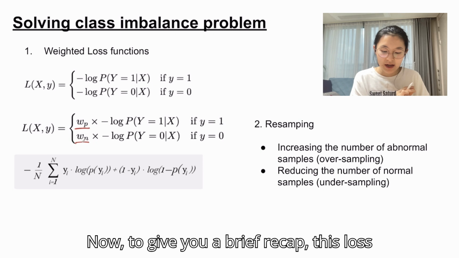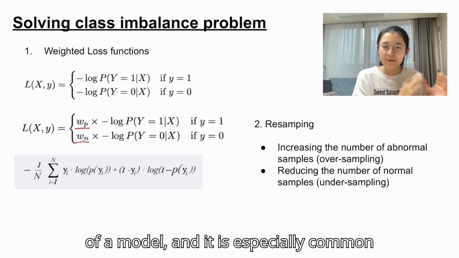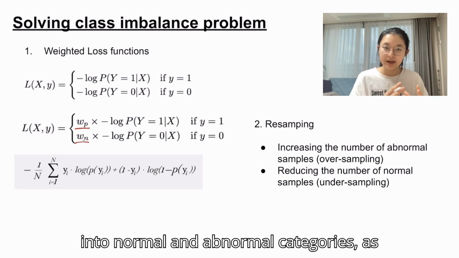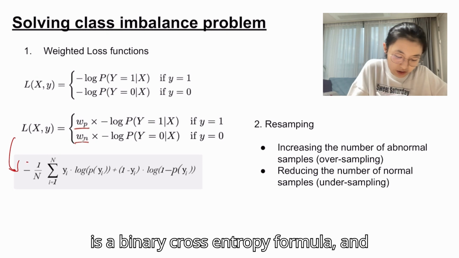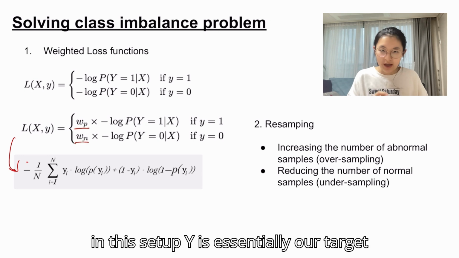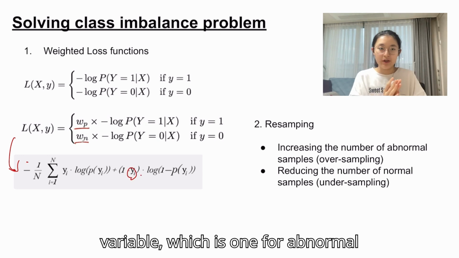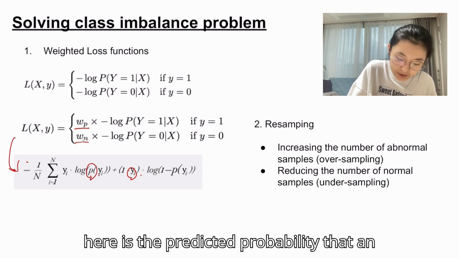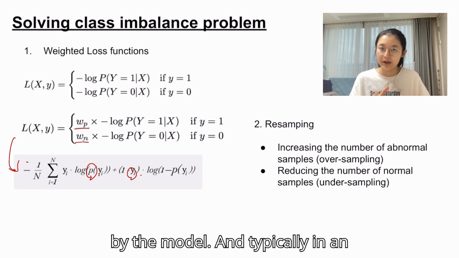classification tasks. To give you a brief recap, this loss function evaluates the prediction error of a model, and it is especially common in applications like classifying X-rays into normal and abnormal categories, as we have explored earlier on. Here is the binary cross-entropy formula, and in this setup, y is our target variable, which is 1 for abnormal X-rays and 0 for normal ones. And p here is the predicted probability that an X-ray is abnormal, generated by the model.